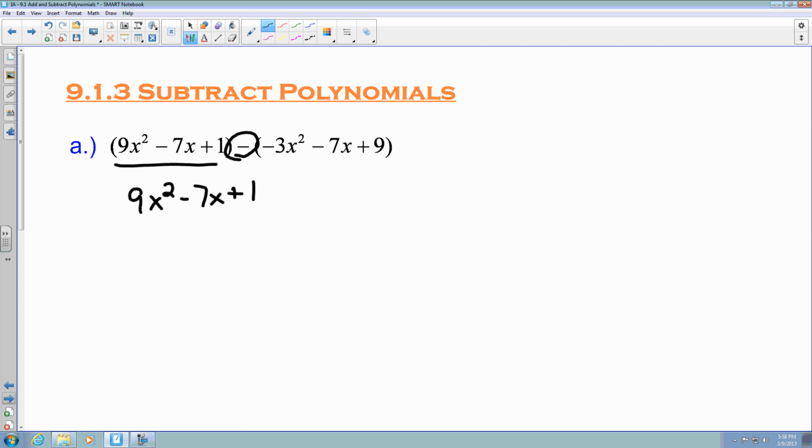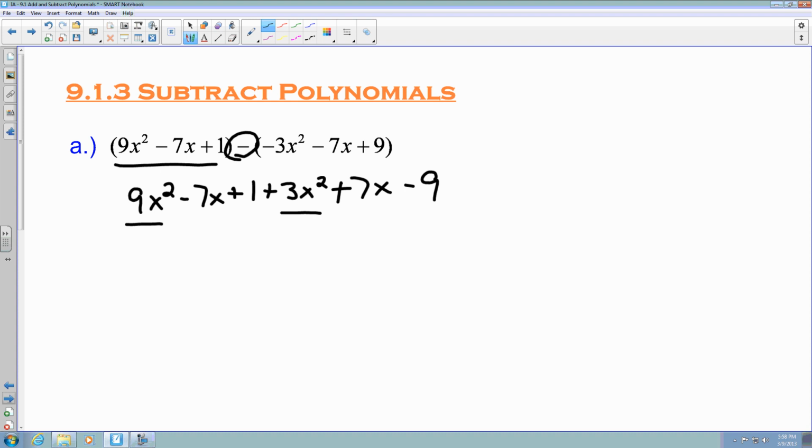So if I have a negative 3x squared, that means I'm going to have a plus 3x squared. If I have a negative 7x, that means I'm going to have a plus 7x here. If I'm going to have a plus 9, that means I have a minus 9. So that's the big difference between addition and subtraction, is that second parenthesis. You leave it as is when you're dealing with the sum, but you change the sign of each of the values when it comes to subtraction. Keep that in mind. So now from here, you do exactly the same thing you did when you were dealing with the sum. You're going to combine like terms.